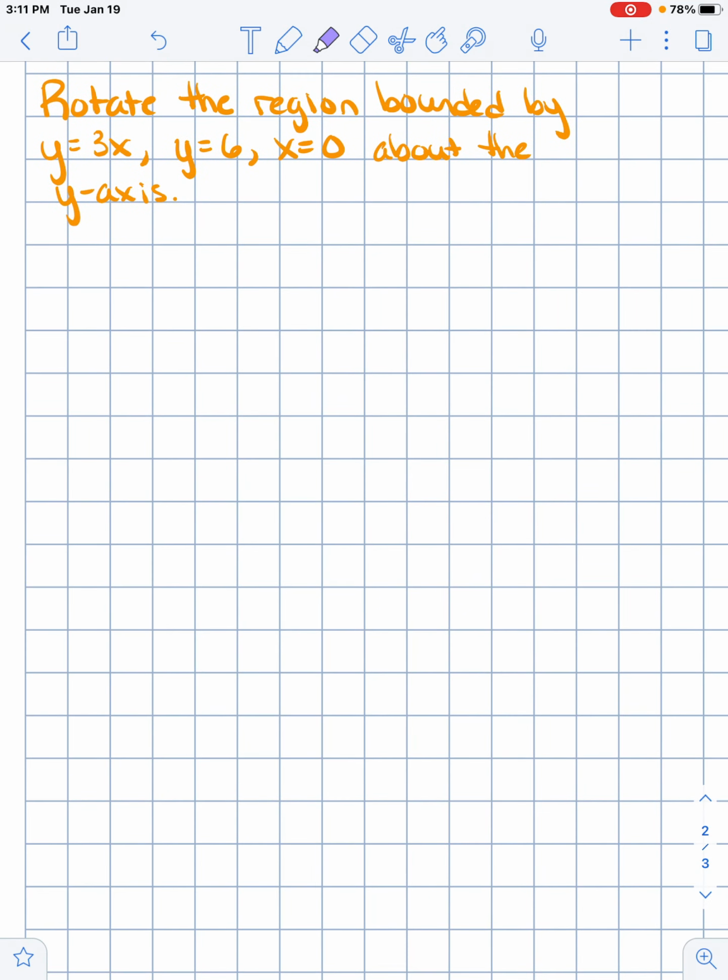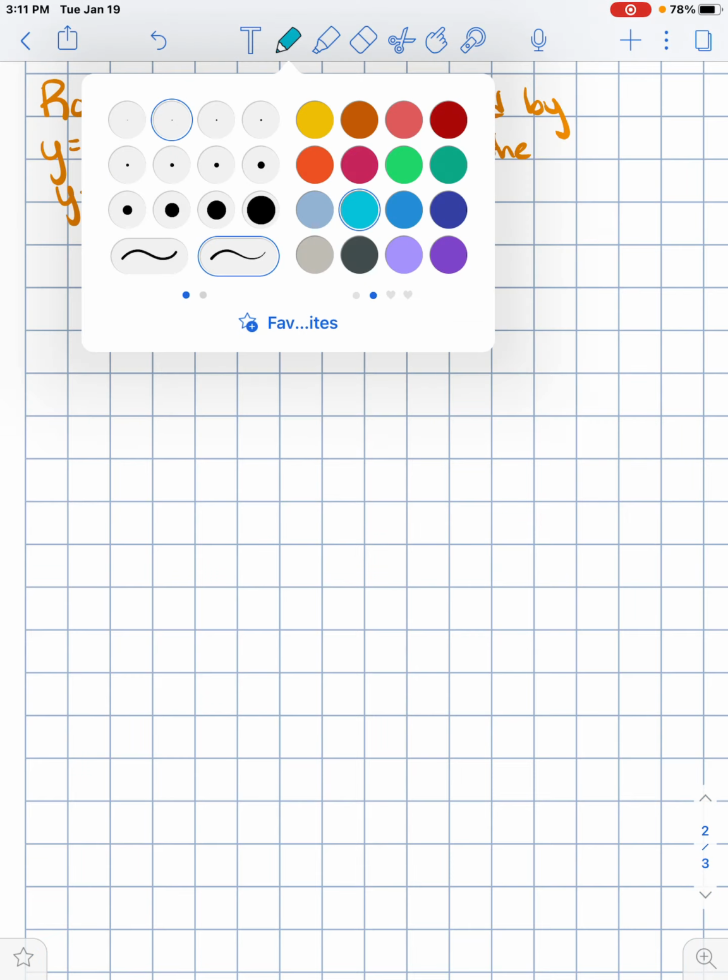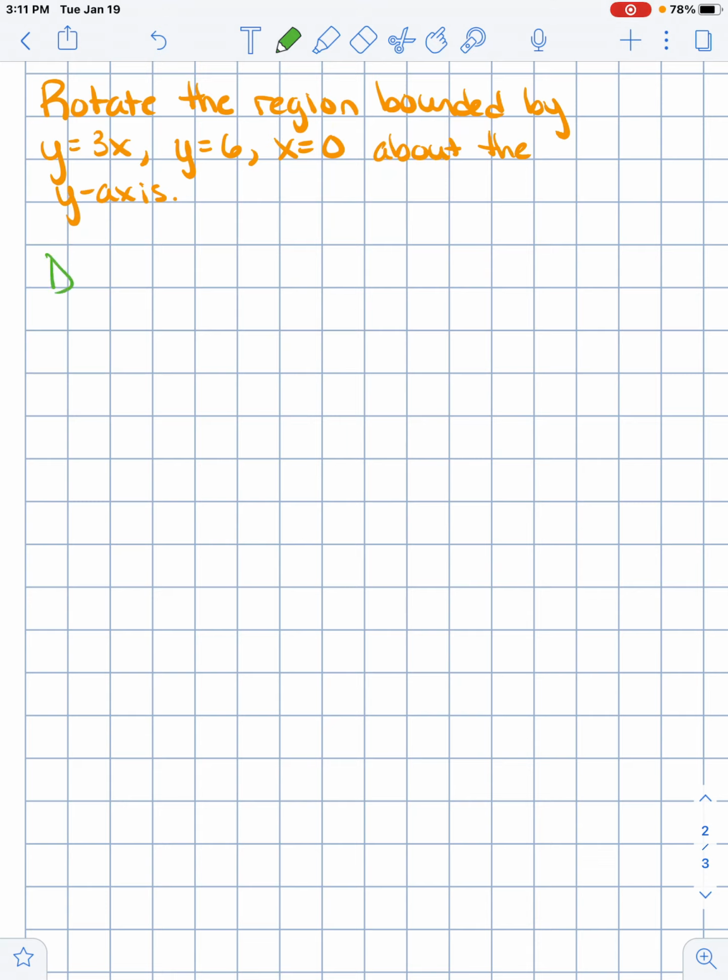We're going to rotate the region bounded by y equals 3x, y equals 6, x equals 0 about the y-axis. And I'm going to use the disk method and the shell method to solve this same problem, just to show you the difference. Okay, so let's use the disk method first. I'm going to use a different color for each one so we can see them side by side.